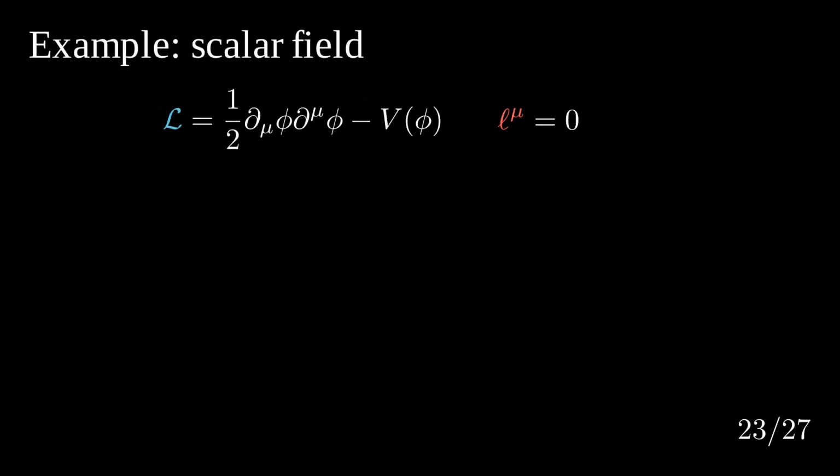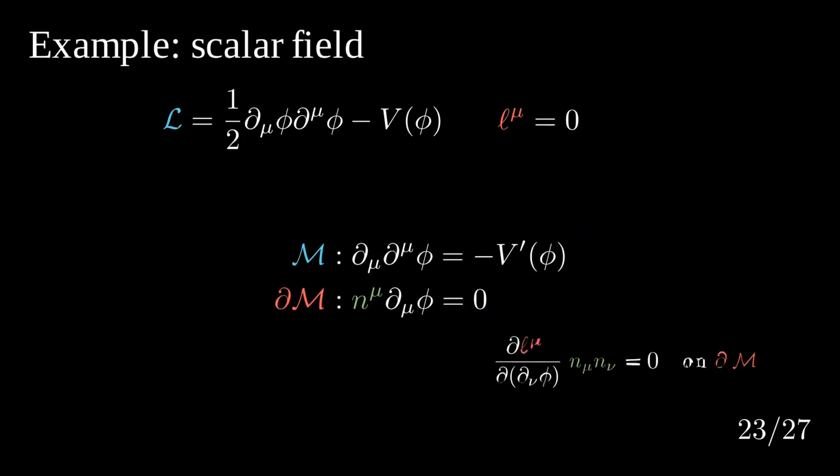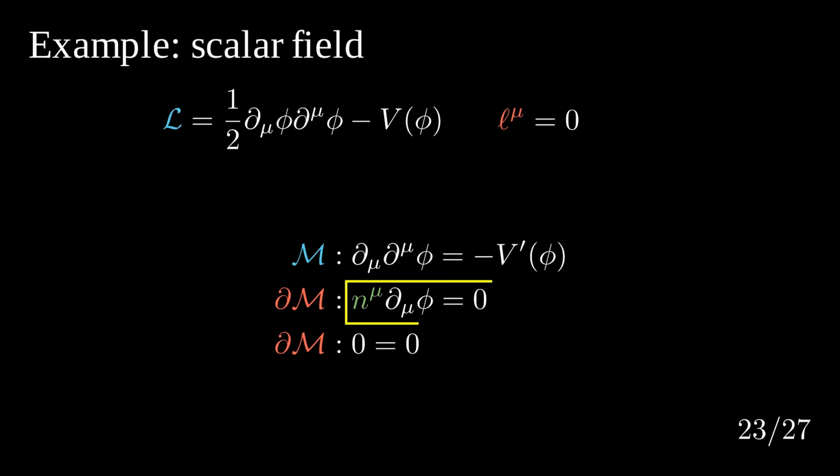Finally, some examples. We are going to start with the scalar field, which has this Lagrangian in the bulk, and we are going to take the Lagrangian on the boundary to be 0 in this case. Plugging these Lagrangians in the equations of motion, we arrive at the typical equation of motion of the scalar field, and however we find a new equation on the boundary, which fixes the normal derivative of the field to be 0. So in this case, what we are doing is fixing a Neumann boundary condition for the scalar field.